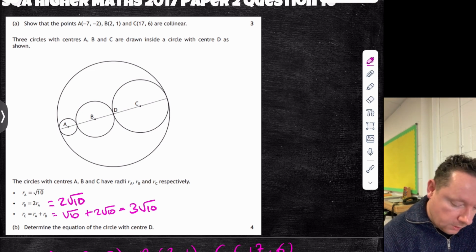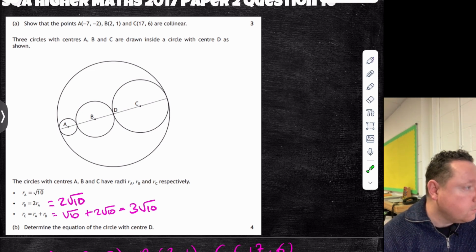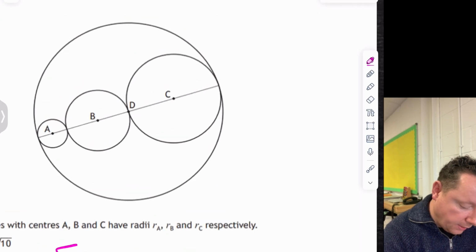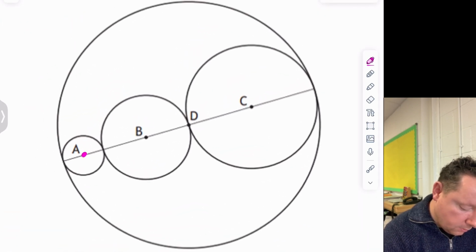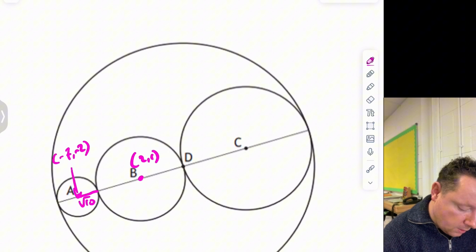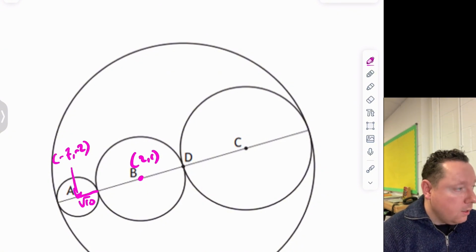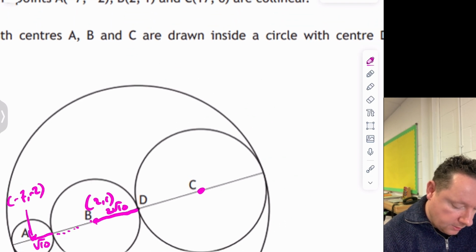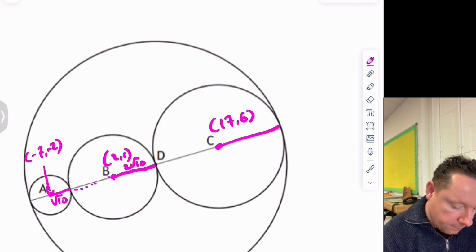So we know, let's just annotate this circle. We know that A is (-7, -2) and we know that that is root 10. We know that B is (2, 1), and we know that this distance here is 2 root 10. That means it's the same on this side as well. And then C's point is (17, 6). But we know that C is now 3 root 10 from here to here.